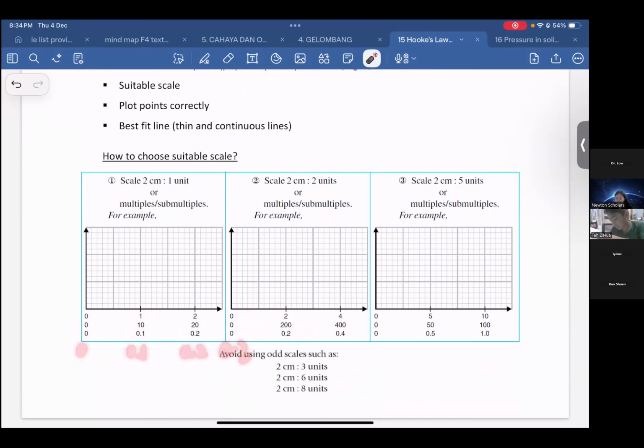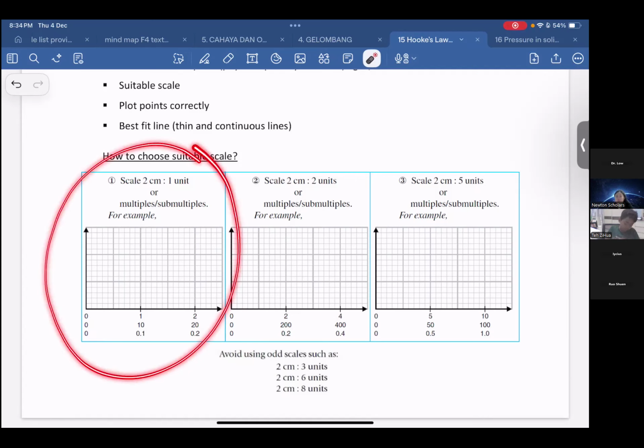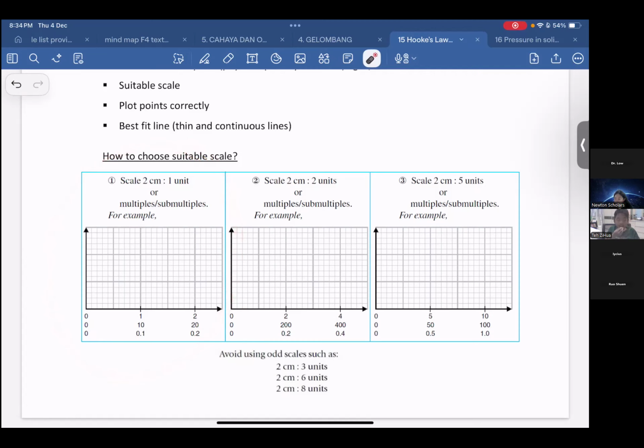So here, this is 2 cm for 1 unit, and there are multiples. This one is 2 cm for 2 units, so 0, 2, 4, 6, or 0, 20, 40, 60. This one is 5 units, so 0, 5, 10, or 0, 50, 100.